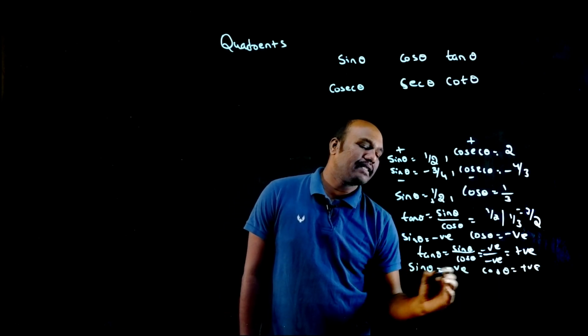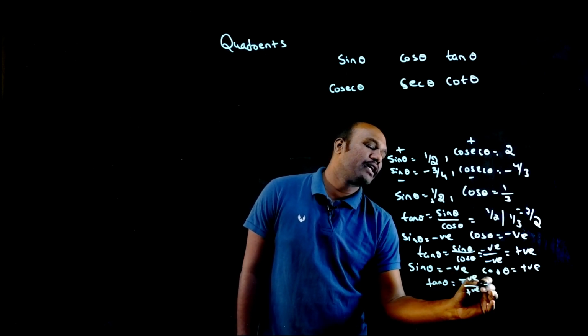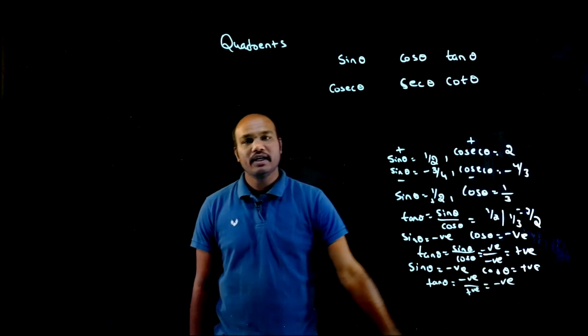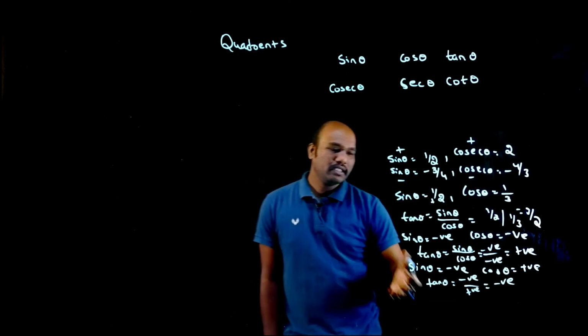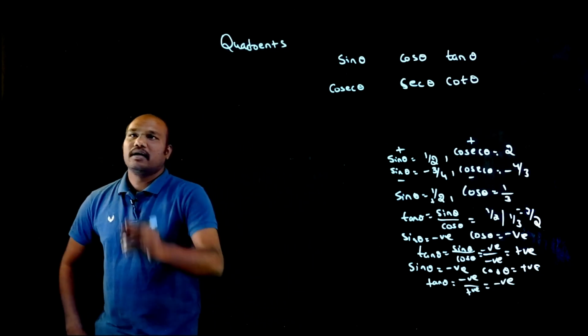In the same way, if sin theta is negative and cos theta is positive, what will happen to the tan theta? Tan theta is negative by positive. This will become what? Negative. Tan theta will be negative. Is that simple? You can do this? Yes. Now let's come back to the quadrants.